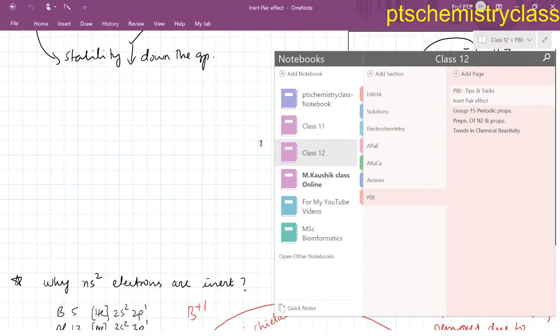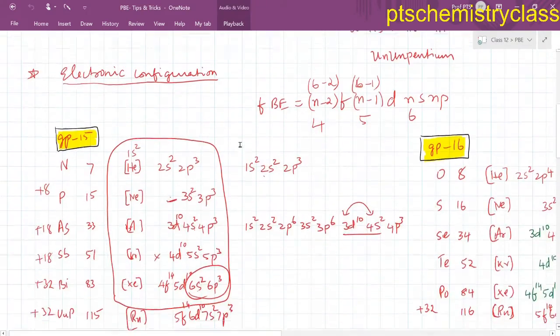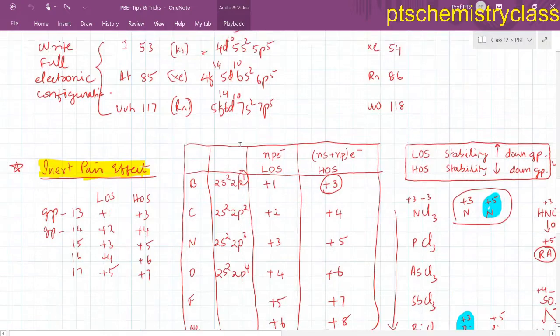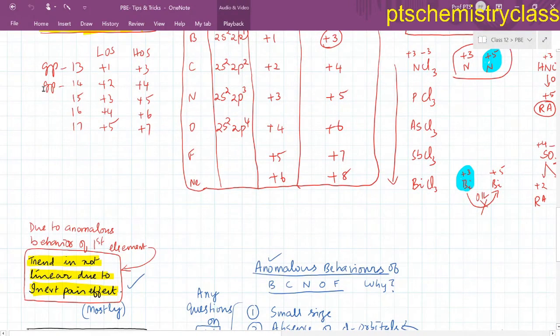I suppose you remember that. I'll just give you a quick glance here. You wrote it in your notebook. This is the LOS and HOS of all the groups in the P block. So it is very simple to remember. From group 13 to 17, the lower oxidation states will be 1, 2, 3, 4, 5, and the higher oxidation states will be 3, 4, 5, 6, 7 from group 13 to 17. So you have to remember this point.